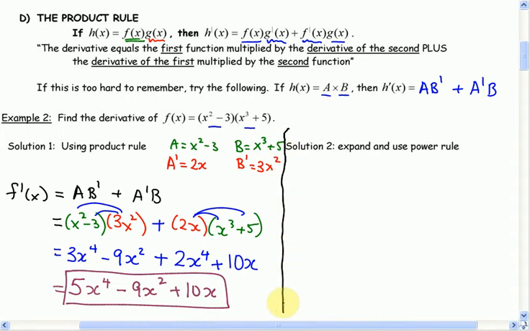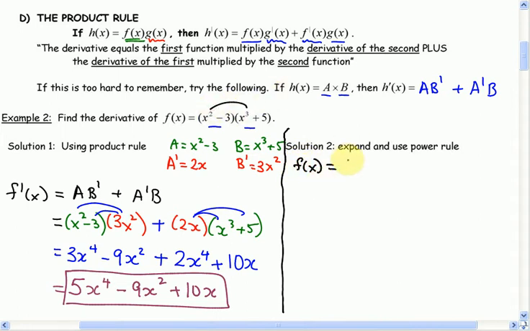Now, to double check that your answer is right, Anna suggested, well, Mr. Lee, can we just expand the brackets from the original function and then take the derivative? Yes, you can. And that's solution number 2. So I'd like us to try that just to make sure that these two answers are exactly the same.